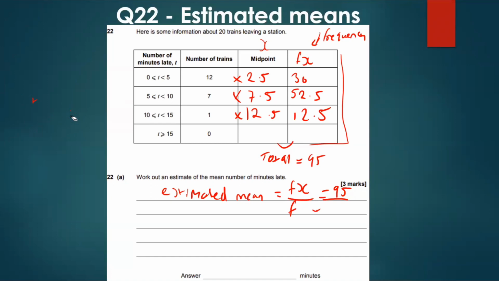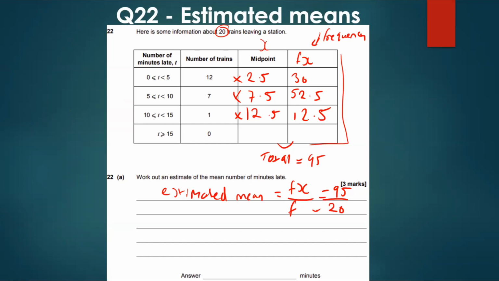So we've worked out the total of fx, but we need to divide by the total frequency, the number of trains. Don't add up the midpoints. Don't ever do that. The midpoint is used to work out fx. Now, we don't need to add up the frequency because it's already told us it's 20 trains. So 95 divided by 20.